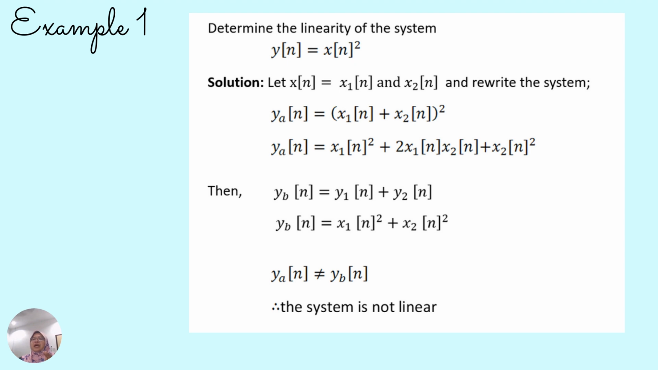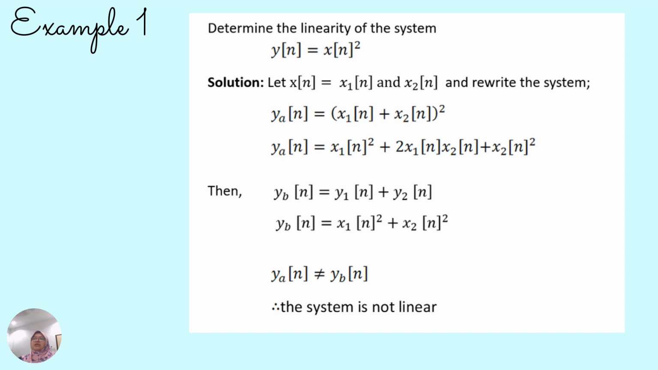All right. And then we have to expand this equation. Once we expand the equation, then we have to do another comparison, which is ybn equals to y1n plus y2n. Okay. So ybn equals to x1n to the power of 2 plus x2n to the power of 2. Okay, and then we compare yan and ybn. Since it is not the same, the system is not linear.